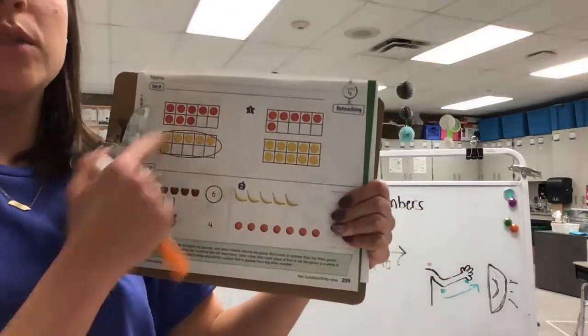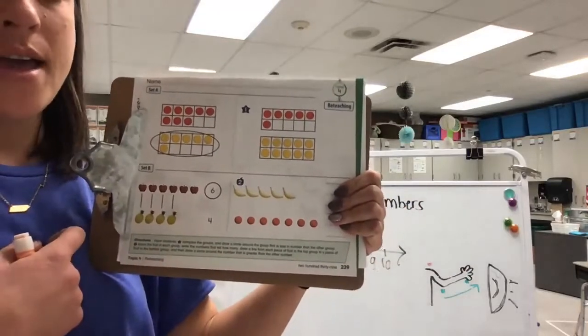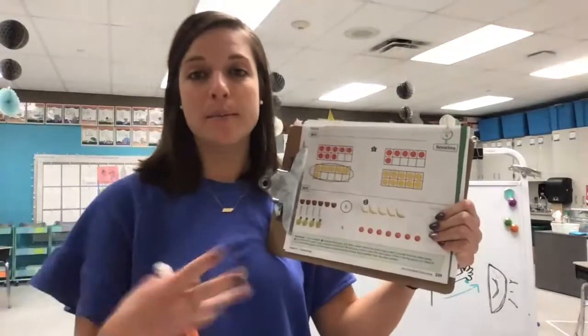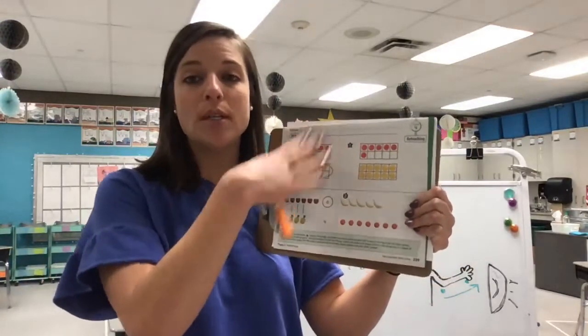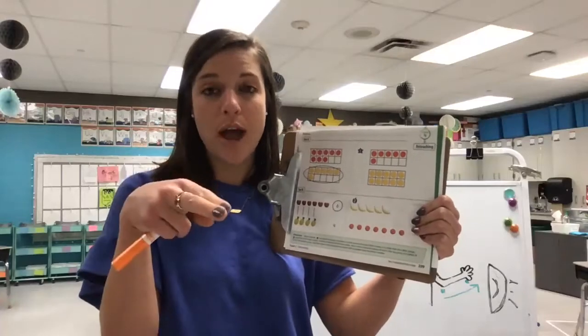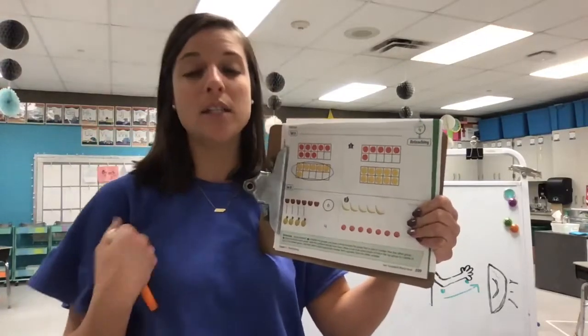What math resource do you see right here? These are called 10 frames, right? And we should be able to use our 10 frames to help us subitize numbers. So the counters inside of it show us how many. We should be able to look with our eyeballs and see how many there are, and then our brain should know it right away. So let's practice.